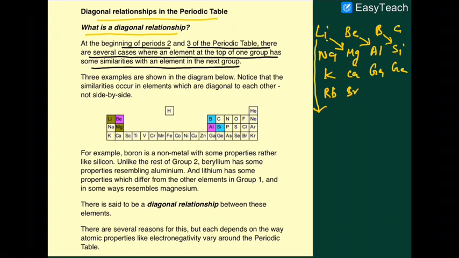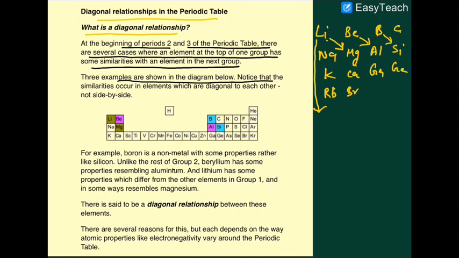So lithium shows less property with reference to its own group, but shows more property similar to magnesium. Three examples are shown in the diagram below. Lithium, magnesium, you can see the same color. Beryllium, aluminium, you can see the same color. And boron, silicon, you can see the same color.